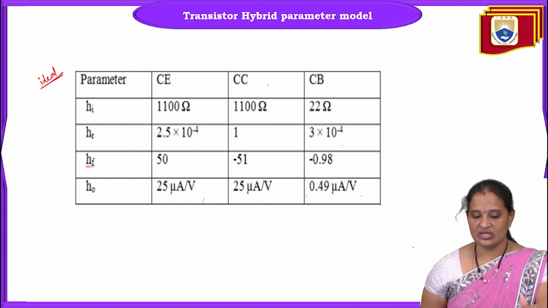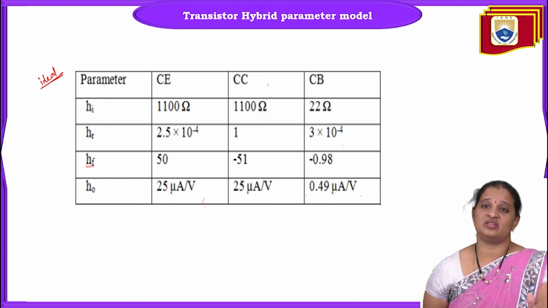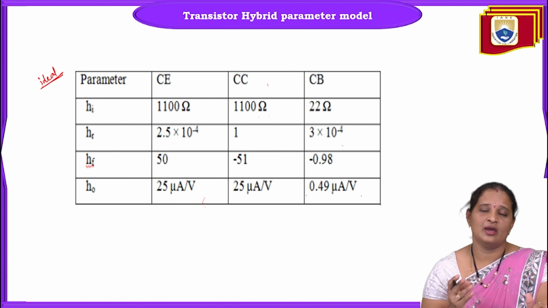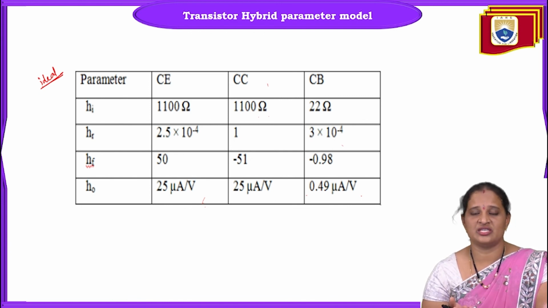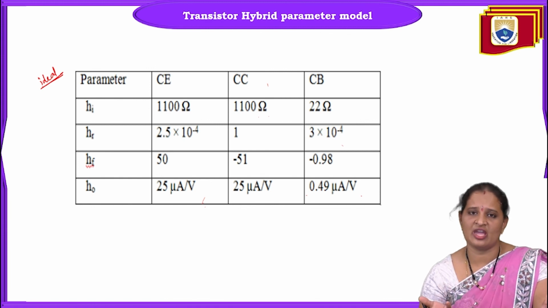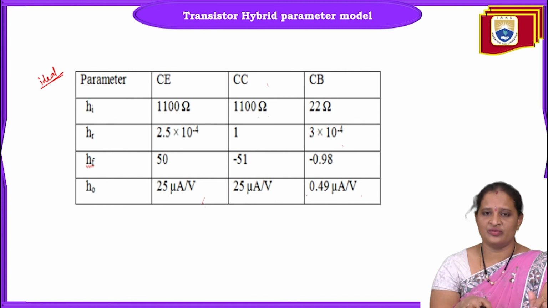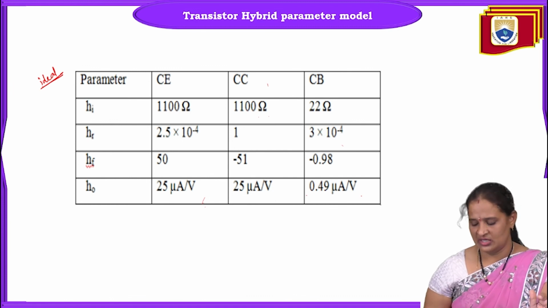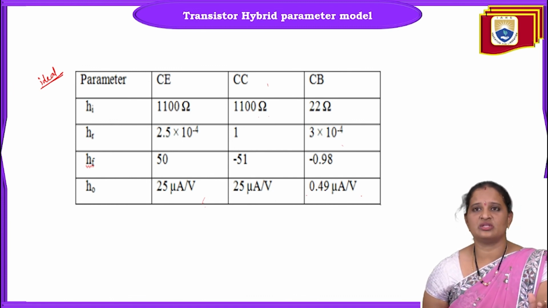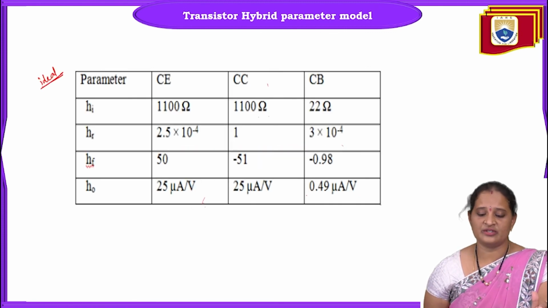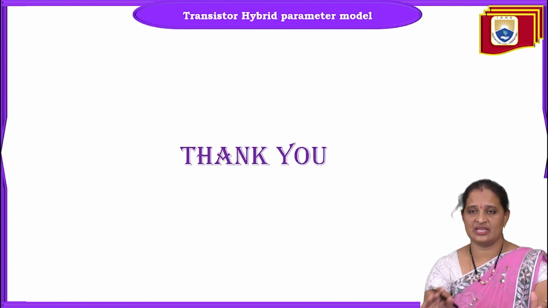So these are the typical values of H parameters which are provided by the manufacturer itself. And in practice, the values will vary. So if we need to consider typical values, this is the list of values of H parameters for all the 3 configurations. So that's all for this lecture.